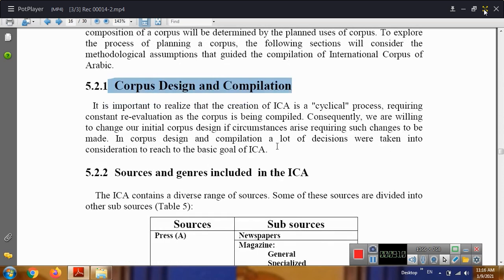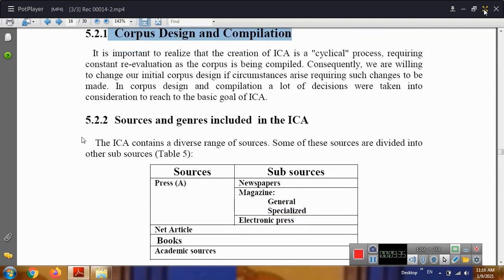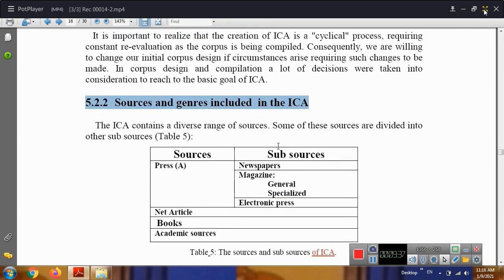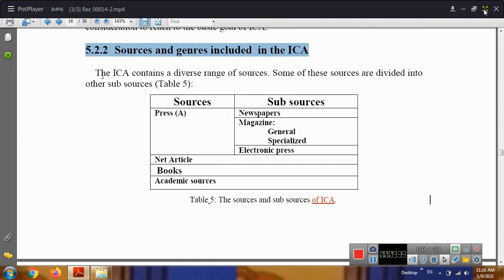It is important to realize that the creation of the ICA is a cyclical process requiring constant evaluation as a corpus is being compiled. Consequently, we are willing to change our initial corpus design if circumstances arise requiring such changes to be made. In corpus design and compilation, a lot of decisions were taken into consideration to reach the basic goal of the ICA. Sources and genres included in the ICA.